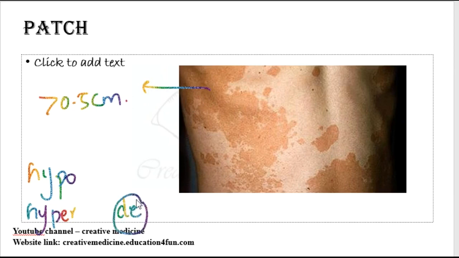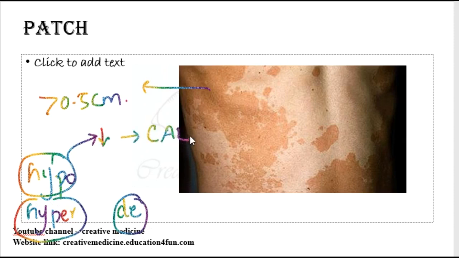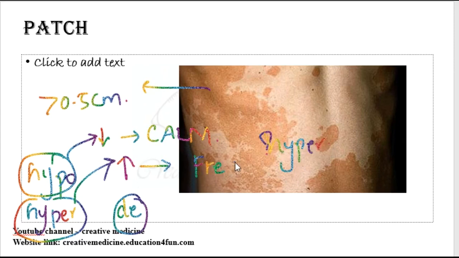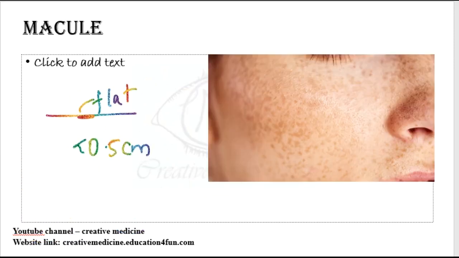If the patch is hypopigmented, that is a decrease in skin tone. Examples of hypopigmented patch is come. Hyperpigmented is an increase in skin color. Examples of hyperpigmented macules are freckles. Depigmented macules or patches are seen in vitiligo.